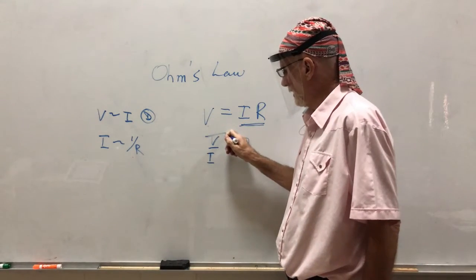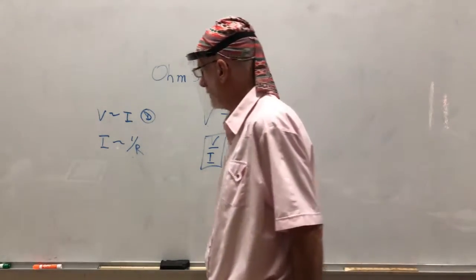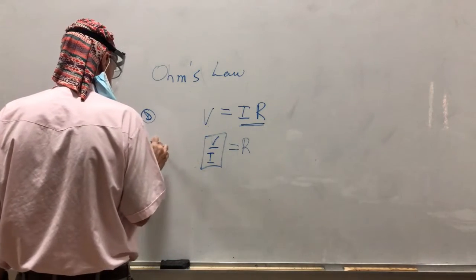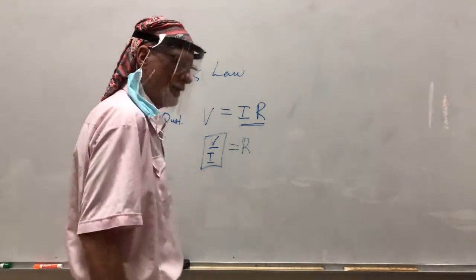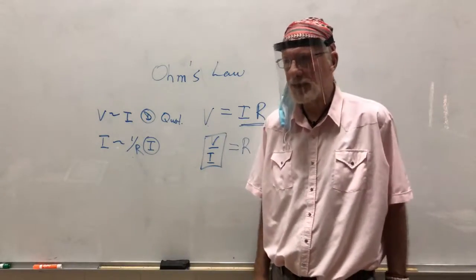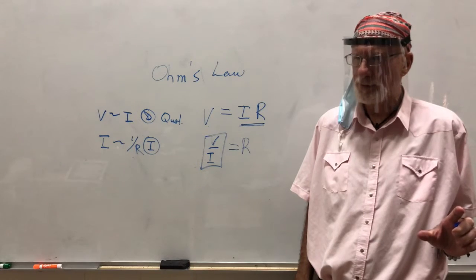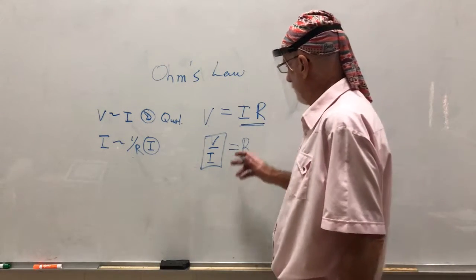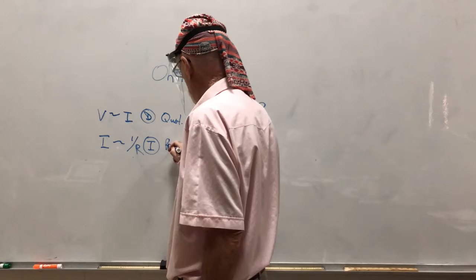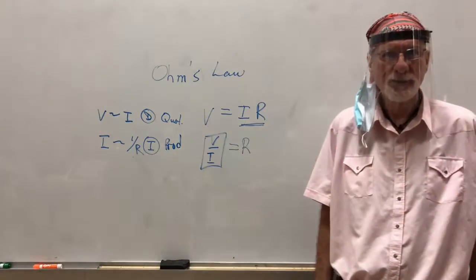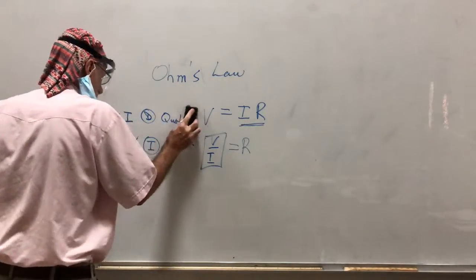I could say R equals V over I. So now I see clearly that V and I are direct. Why? Because these are a quotient constant. A quotient constant means that they are direct. You get that? Sounds a little weird the way I'm stating it, maybe? And if they're a product constant, it means they are indirect. You get that?